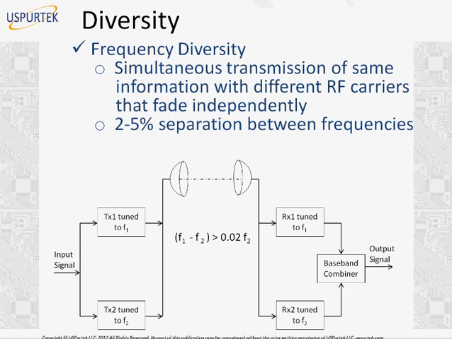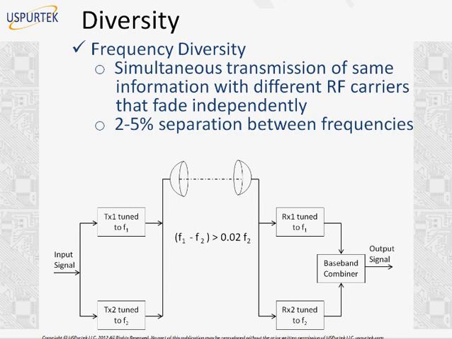Now, frequency diversity involves summation of the same information with different RF carriers that fade independently. So what we actually do is double the spectrum. There is F1 frequency and there is an F2, and we transmit two signals at two different frequencies. It's a copy of the same signal transmitted on two frequencies.